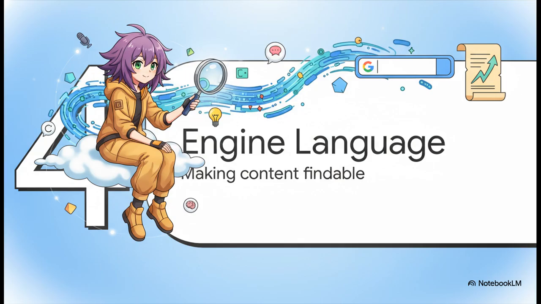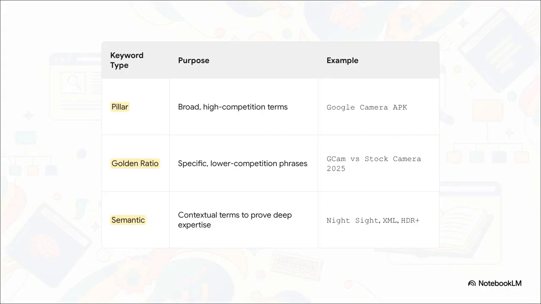All right, let's pull back the curtain a little more and talk about the science of being found. We're talking about search engine optimization, or SEO. And really, it's not some kind of dark art. It's just the language that creators use to tell search engines, like Google, exactly what their content is about and why it's valuable. Now, not all keywords are created equal. This guide uses a really smart 3-tiered strategy. You have your pillar keywords. These are the big, broad terms that are super competitive. Then you have golden ratio keywords, which are much more specific and way easier to rank for.